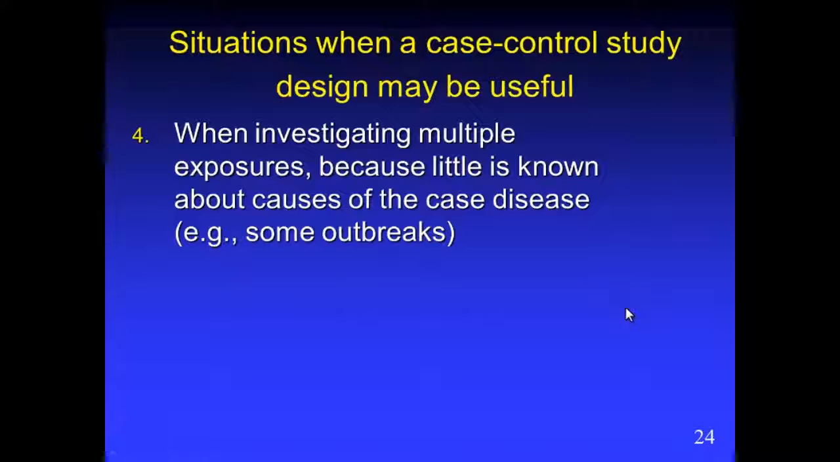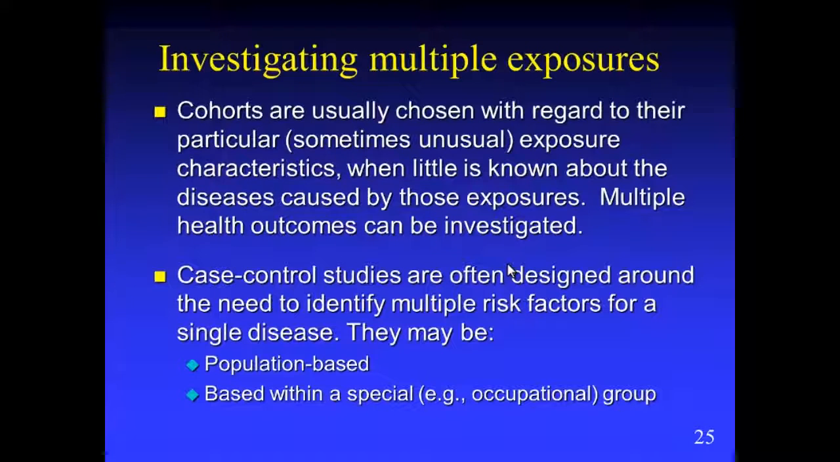So for a case control study, this is the fourth situation. When you have a particular disease and you have multiple exposures that you're interested in, because you don't know very much about causes. So a case control study can allow you to investigate multiple potential causes, and that's useful particularly for a disease outbreak when you may not really have very good ideas about what's causing it.